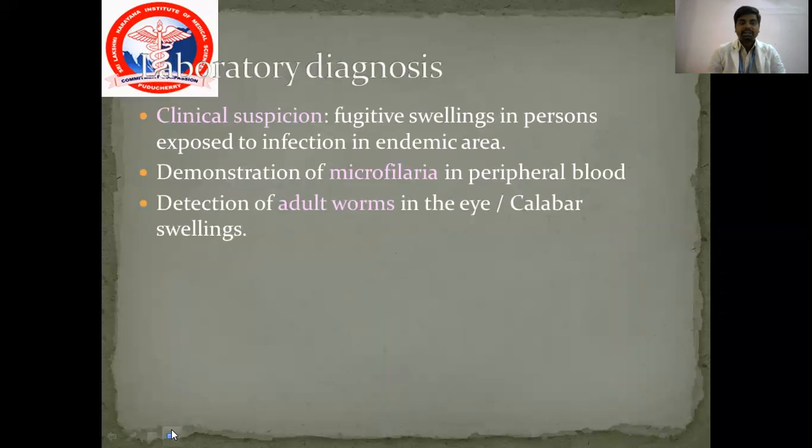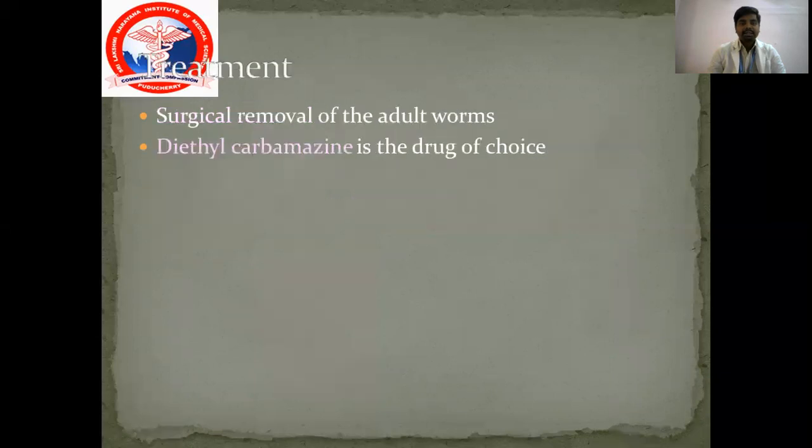Laboratory diagnosis: clinical suspicion, fugitive swelling in persons exposed to the infection in an endemic area. Demonstration of microfilaria in peripheral blood, detection of the adult worm in the eye, or Calabar swelling. Surgical removal of adult worms. As I already showed, DEC, diethylcarbamazine, is the drug of choice.